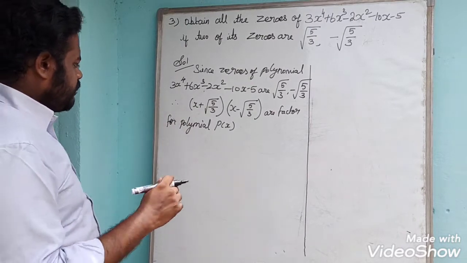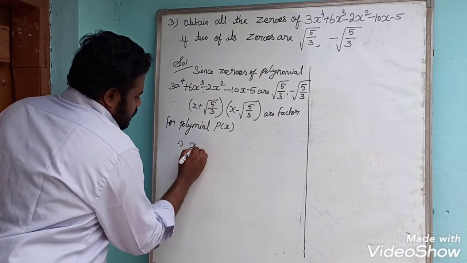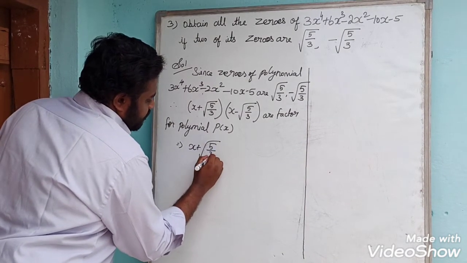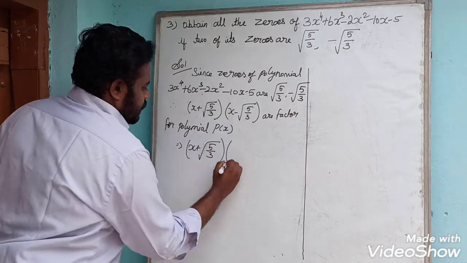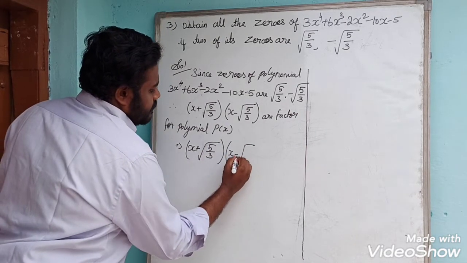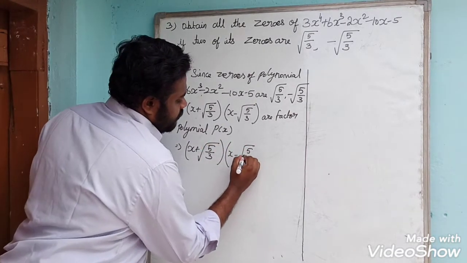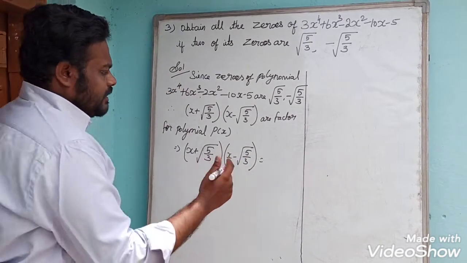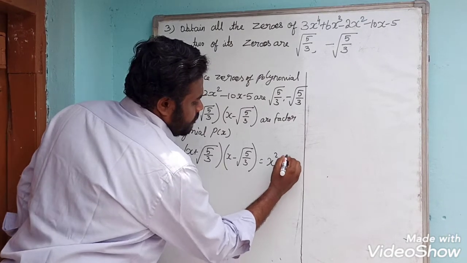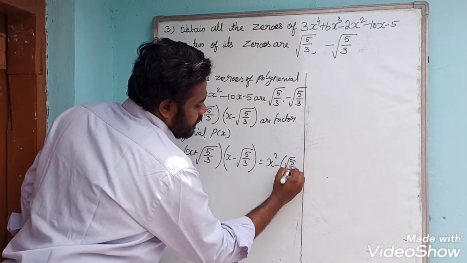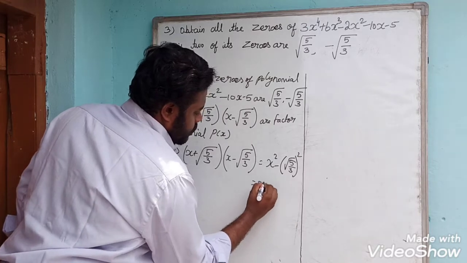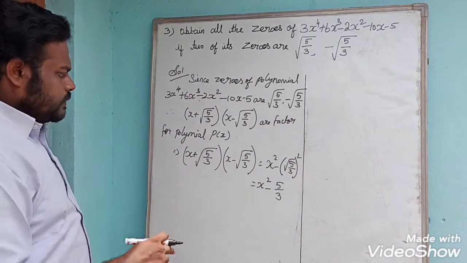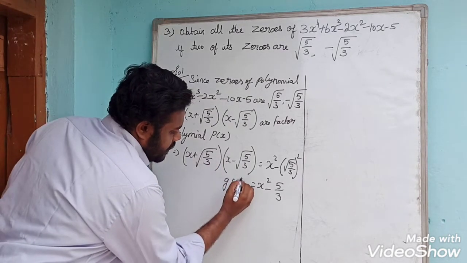Which implies that x plus root of 5 by 3 into x minus root of 5 by 3 can be written in the form a plus b, a minus b, which is a square minus b square, so x square minus 5 by 3. So we take it as g of x.